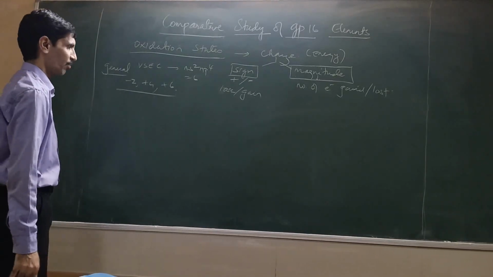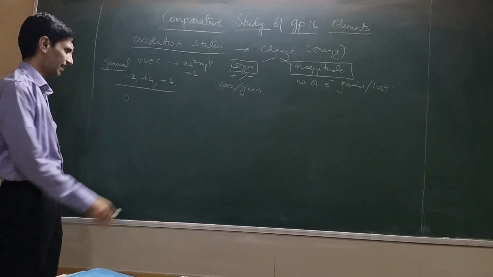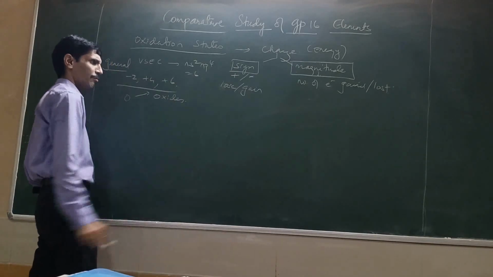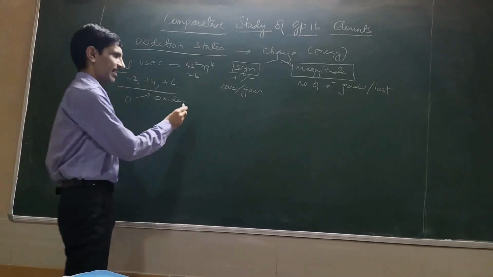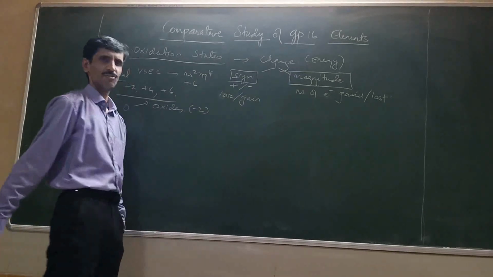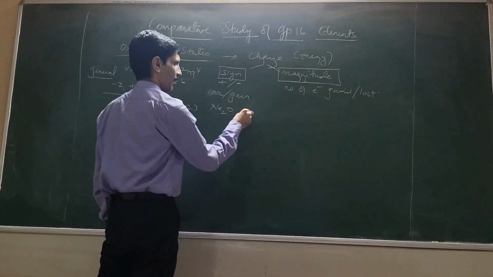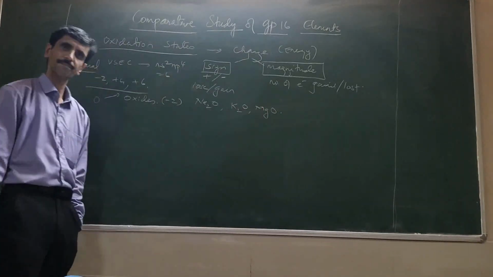Now we go into the next one, and that is oxygen. Now oxygen generally forms oxides. The majority of metals exist in the form of what? Oxides. And when I talk about oxides, its charge is -2. I give simple examples: sodium oxide, potassium oxide, magnesium oxide, and so on.